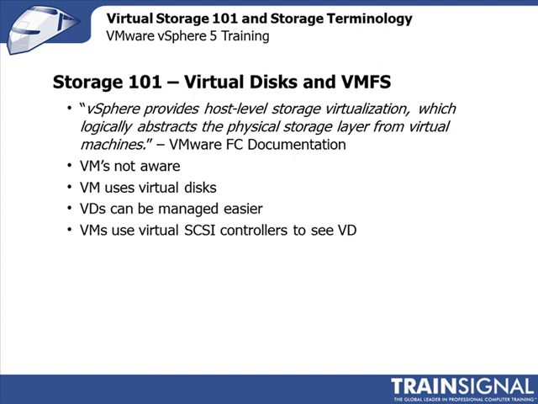So, Storage 101: virtual disks and VMFS. I've put here a quick VMware definition of what a SAN stands for. I'm going to let you read it, but the important takeaway is that there's an abstraction between the actual storage and the VMs. The VMs don't know, or don't care, that they're running on a SAN or Fiber Channel or iSCSI. All they care about is virtual disks. As far as they're concerned, virtual disks are at the end of the road from a storage perspective. What you do after that is your problem. They don't care about it.